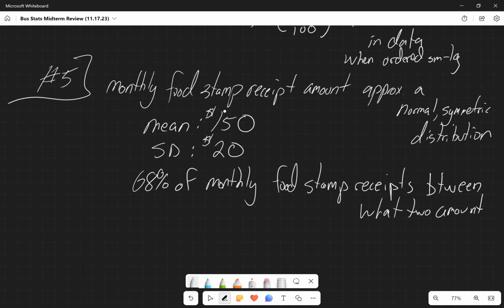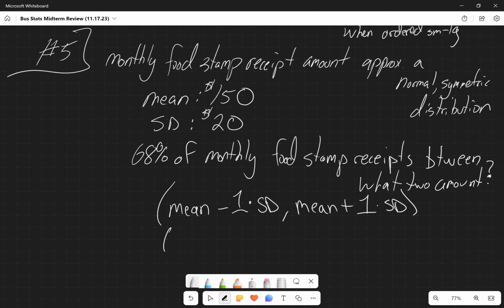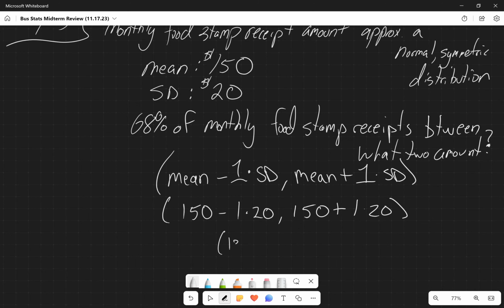Never spelled between that way before. Between. And so the empirical rule is going to say that 68%, that is going to be my one standard deviation from the mean, right? So it's going to be mean minus 1 times standard deviation, comma, mean plus 1 times standard deviation there. So we end up with 150 minus 1 times 20, and then 150 plus 1 times 20. So we end up with 130 and 170.